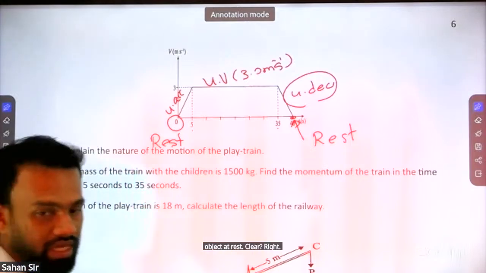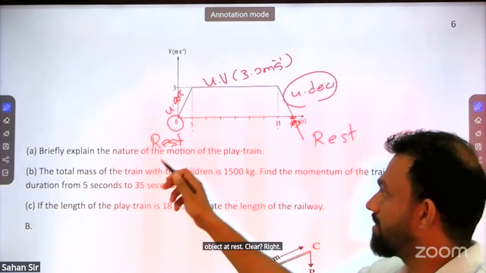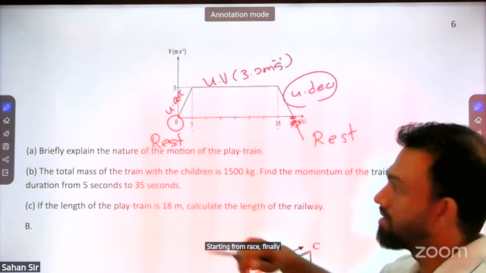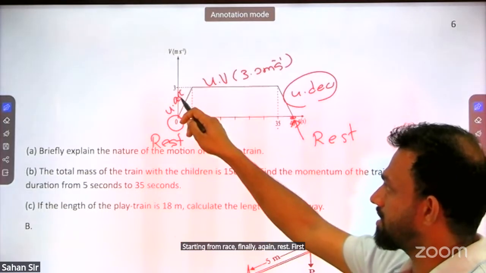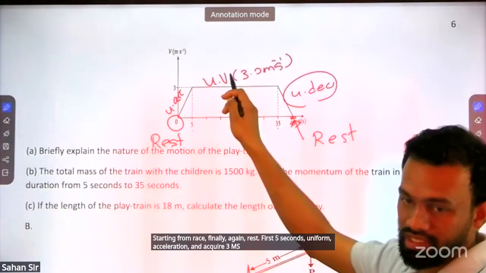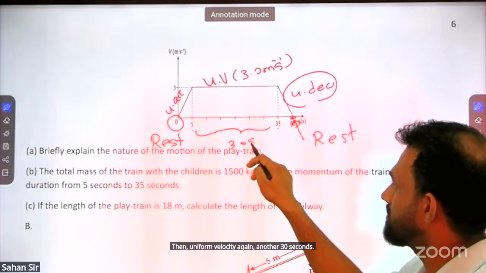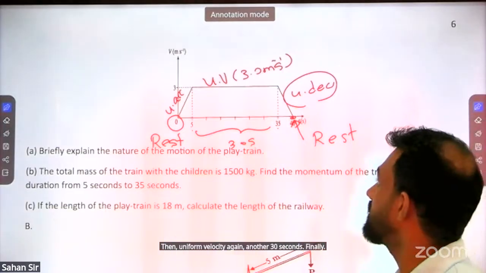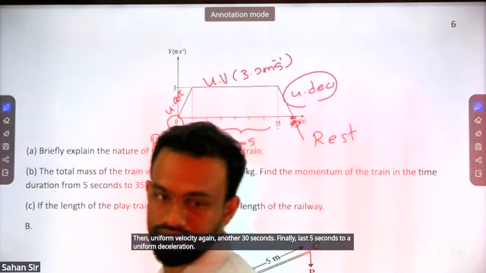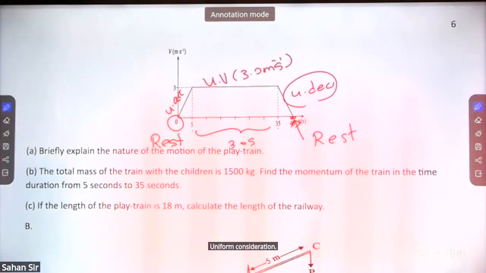අර මගේ විදිහට graphs එක read කරන්න. එතකොට හරි. Starting from rest, finally again rest. First 5 seconds, uniform acceleration and acquire 3 ms^-1 velocity. Then uniform velocity again another 30 seconds. Finally, last 5 seconds, uniform deceleration. Right. Is it clear?